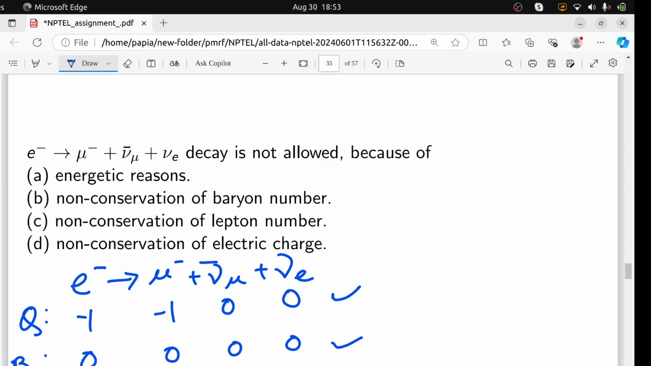All other problems, there is no other problem. Baryon number is conserved, lepton number is conserved, electric charge is also conserved, but the main problem is energy. e minus cannot go to mu minus plus mu bar plus nu e, as the mass of the electron is much less than the mass of mu, and the masses of the neutrinos are of the order of 0. So as this one is smaller than this one, this is not happening.